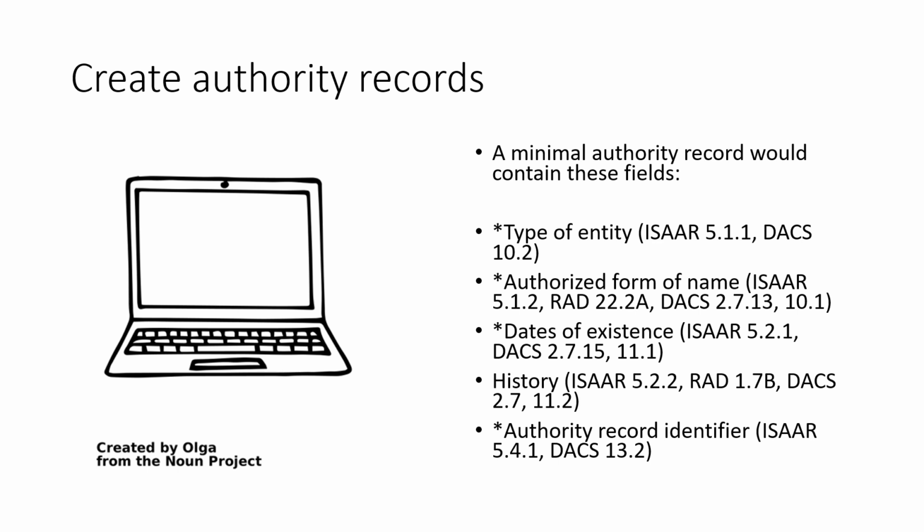A minimal authority record would contain the fields shown on the screen. The starred fields are required, and crosswalks are shown to different content standards. Type of entity is a required field. Authorized form of name is a required field. Dates of existence is a required field. History is not a required field. An authority record identifier is a required field.